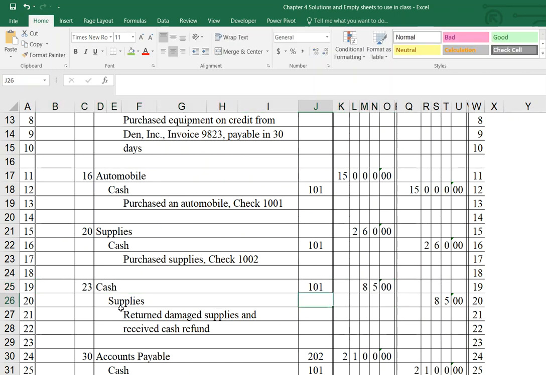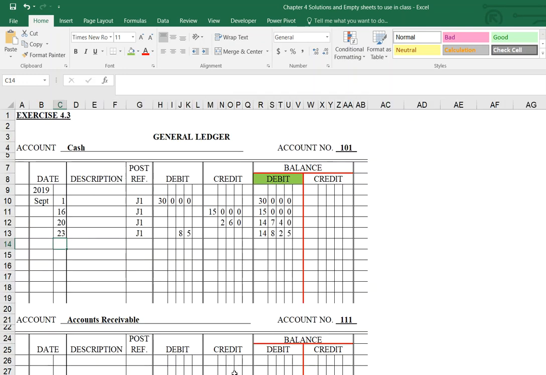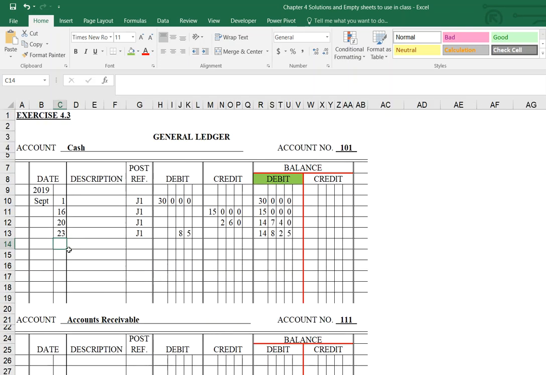Okay, speeding through, pretending we did all those. We're down to the 30th. We paid on our account with Den Inc. So we have cash going out. So a credit of the cash for $2,100. I forgot the date. The 30th. Still journal page 1.